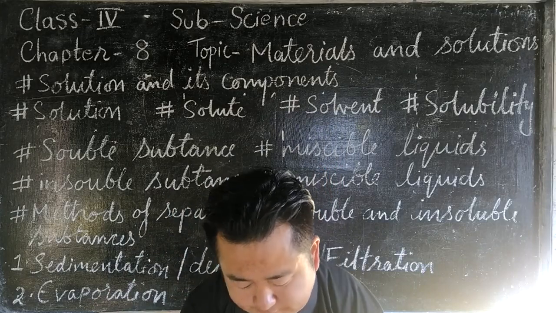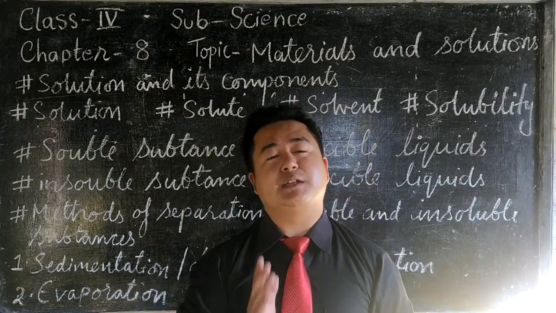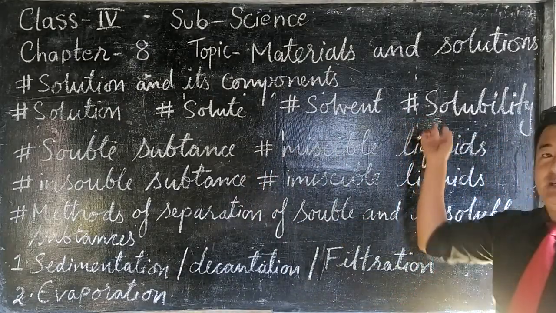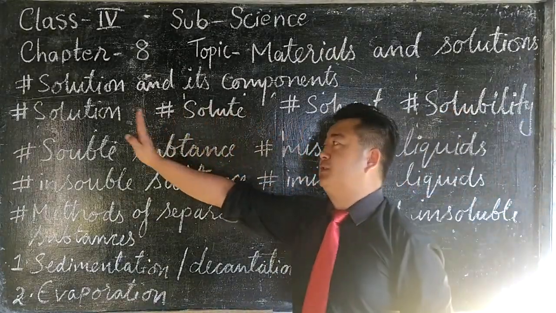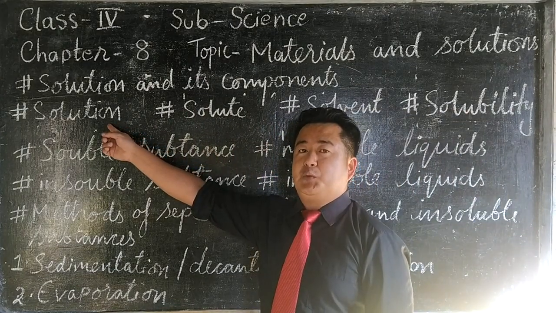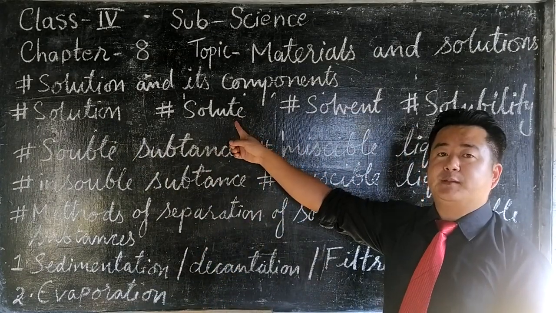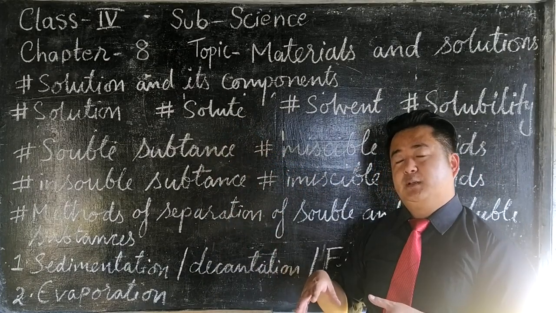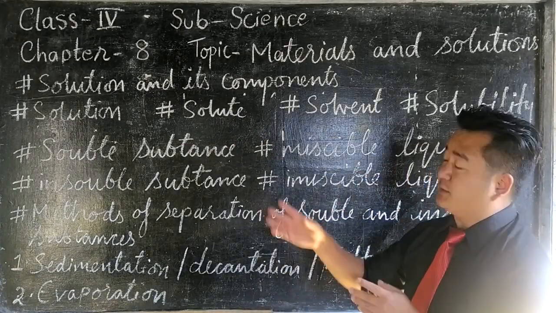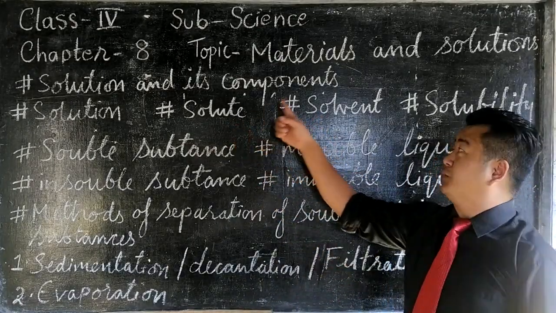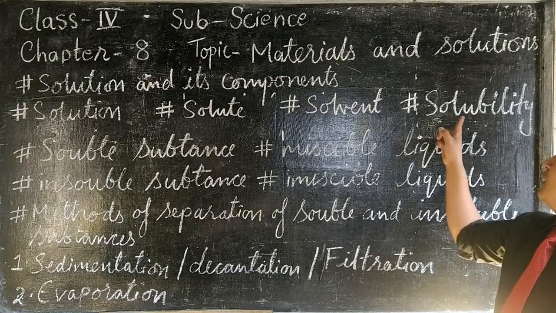And here the ability of a substance to dissolve is known as solubility. So you already know the term solution is a type of liquid mixture in which two or more substances are mixed, and the solute is the substance that dissolves. The solvent is the substance in which the solute gets dissolved, and the ability of a substance to dissolve is known as solubility.